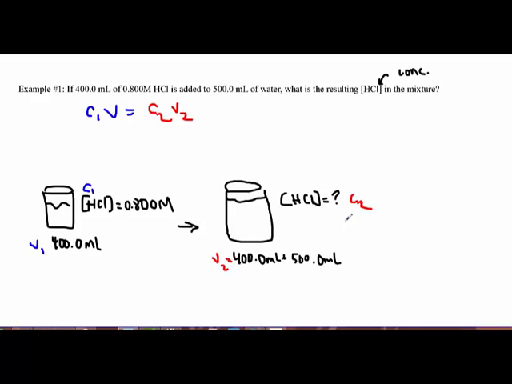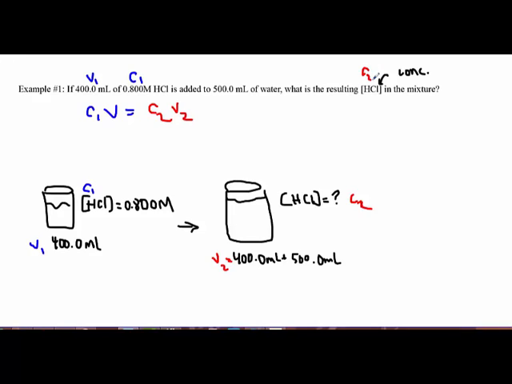If you're not a visual person and you don't like drawing diagrams, that's no problem. Another way you can organize the information in your question is to actually label it the way you see it in your question. So again, if we read it together, if 400 mils of 0.8 molar HCl, okay, there's our initial solution. So right away we could label that. There's our V1, there's our C1, is added to 500 mils of water. What is the resulting concentration? So we're looking for C2 right here.